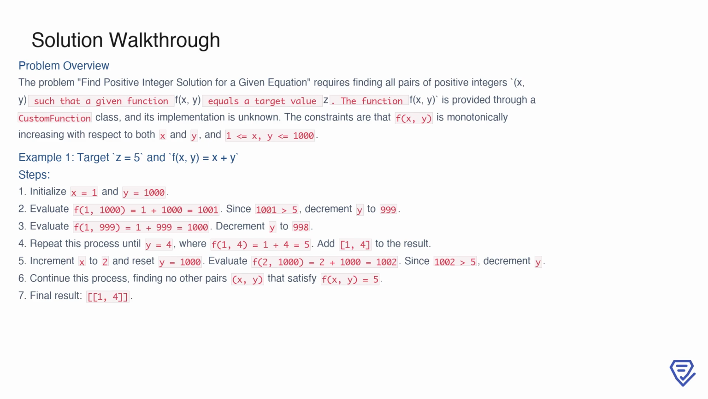We add the pair (1, 4) to our result. Next, we increment x to 2 and reset y to 1000, repeating the process. However, no additional pairs satisfy the condition for this target. Thus, the final result for this example is (1, 4).